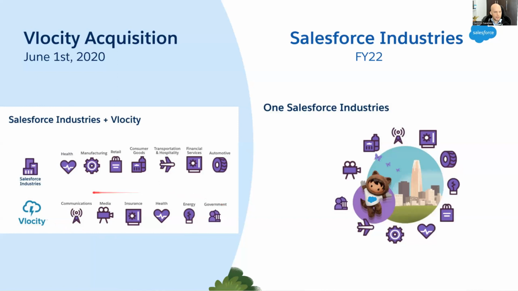There was also Velocity, and 6 industries available as Velocity that were gaining quite some traction. Communications and insurance are the big ones. And then Salesforce announced the acquisition and completed the acquisition of Velocity on June 1st, 2020. And now, all of the former Velocity clouds were absorbed into Salesforce Industries, and basically all of this stuff together is what is considered Salesforce Industries today. But just for you to have some historical context of why different things are available in different industries.